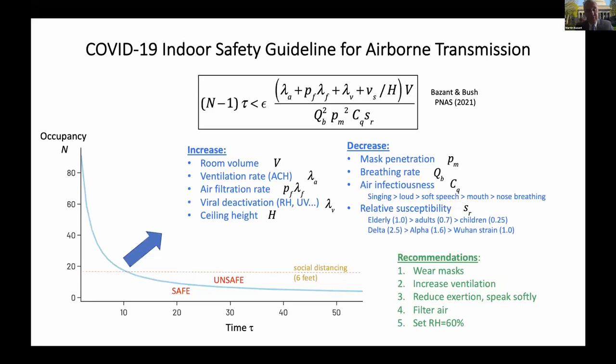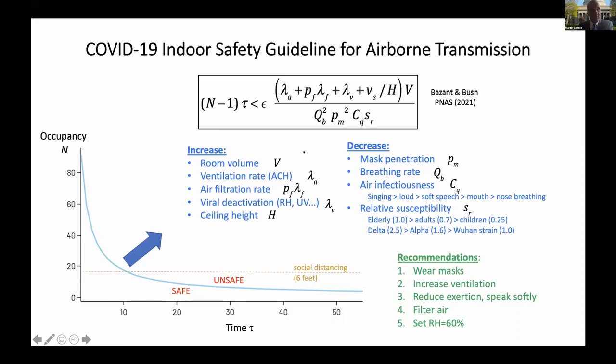So here is the guideline, which prescribes a limit on what I call the cumulative exposure time. So it's the number of susceptible people in the room, which could be the full occupancy N minus one infected person. If we look at the situation where an infected person comes in, we want to limit the transmission from that person. And it times the time, which is tau here. And so number times time is bounded by the expression on the right.